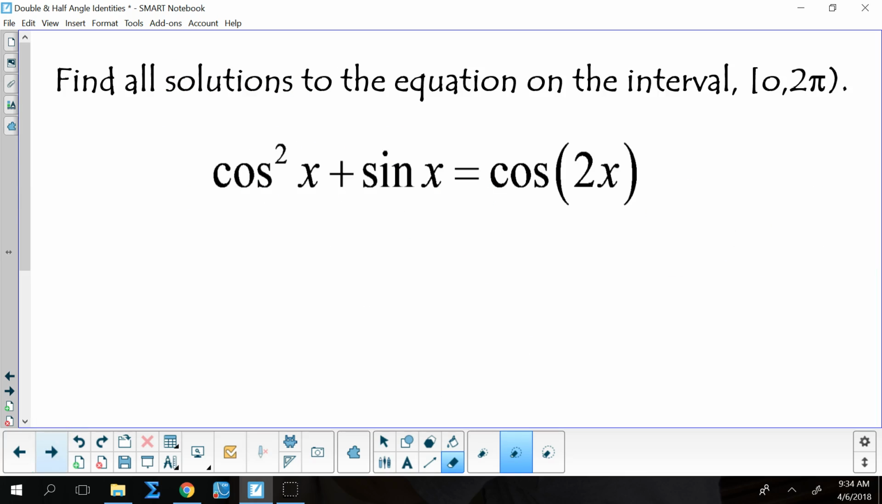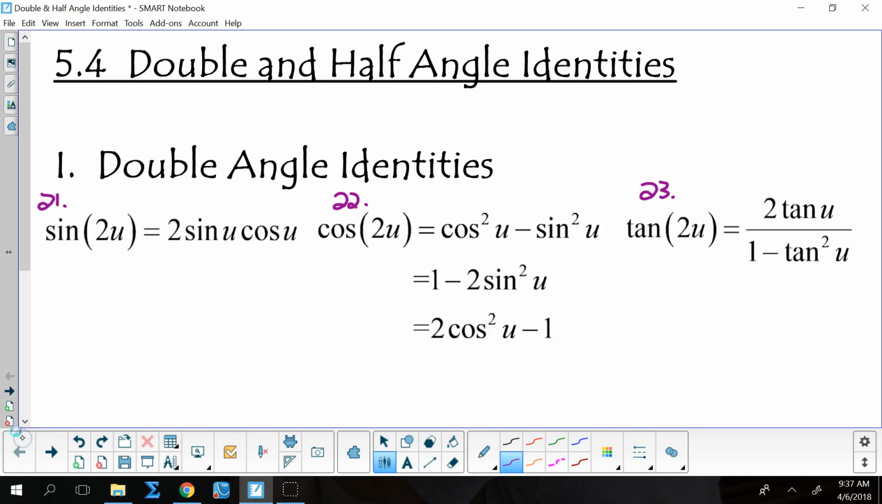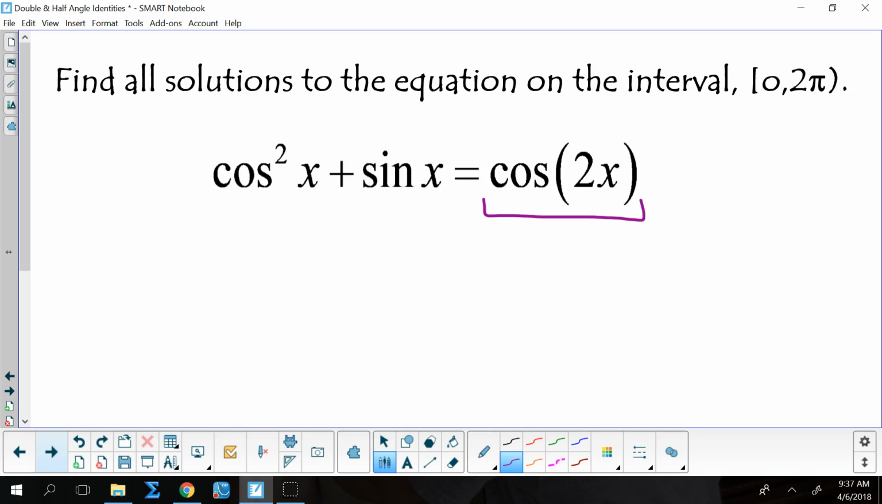Try that one. So what's the issue with this one? There's 3 different options to use, right? So let's think about this. Here I could go with, let me back up 2 slides here now, any of those 3 options, right? So you kind of got to plan your work to work your plan. I would like to get it down to 1 trig function.